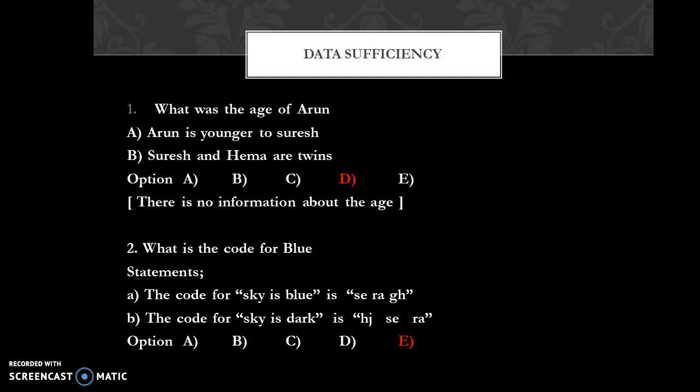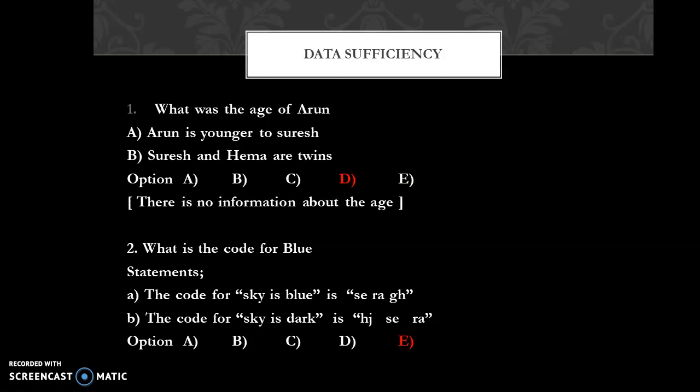Let's look into the questions now. What was the age of Arun? The first statement is: Arun is younger to Suresh. The second is: Suresh and Hema are twins. These are the two statements given in the question. You want to find out whether this answer will be available from the first statement and second statement. Check it out.